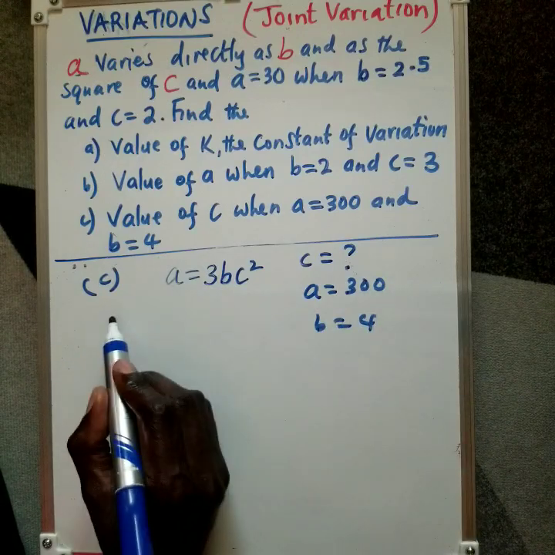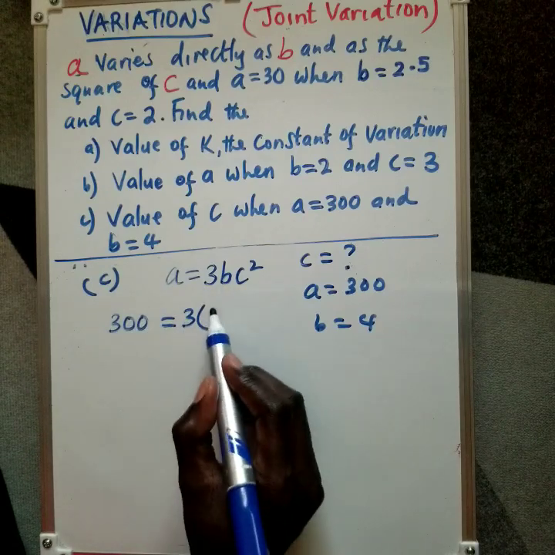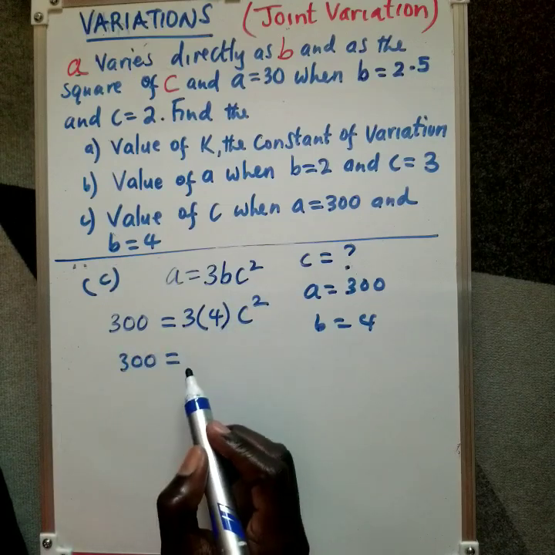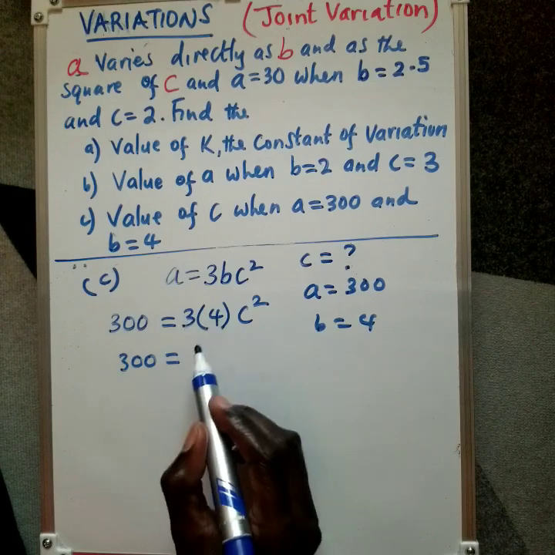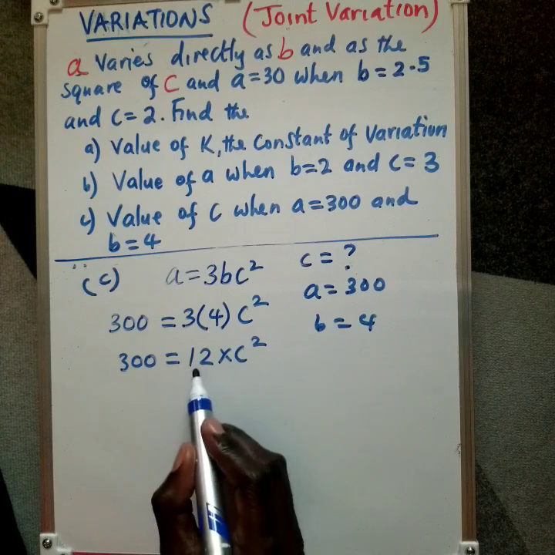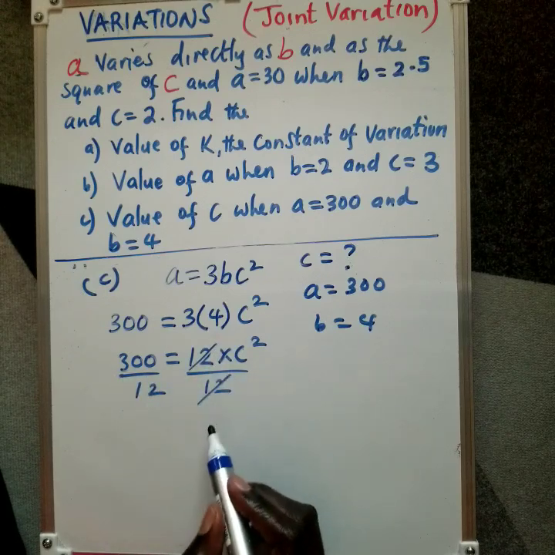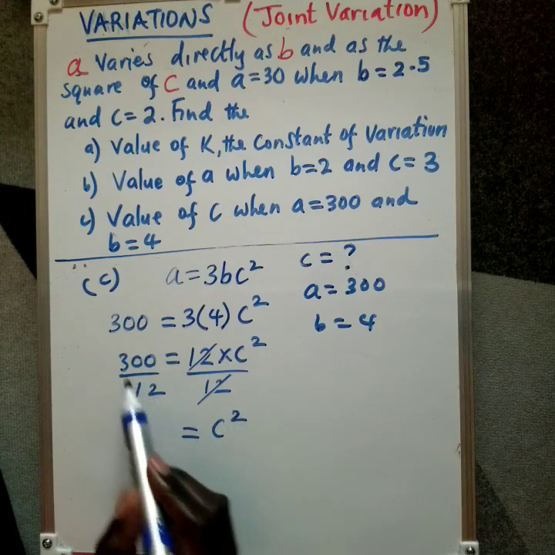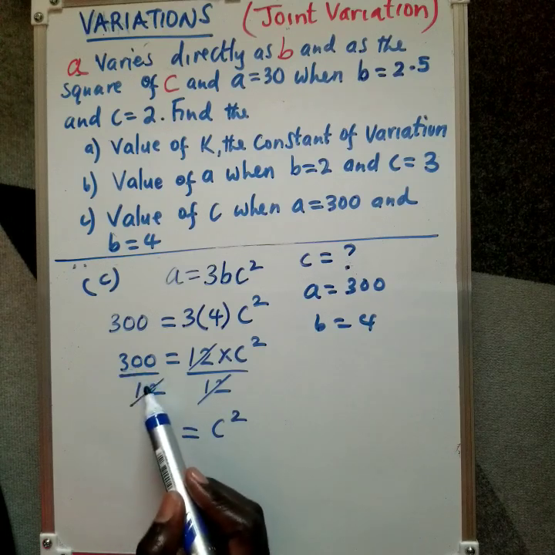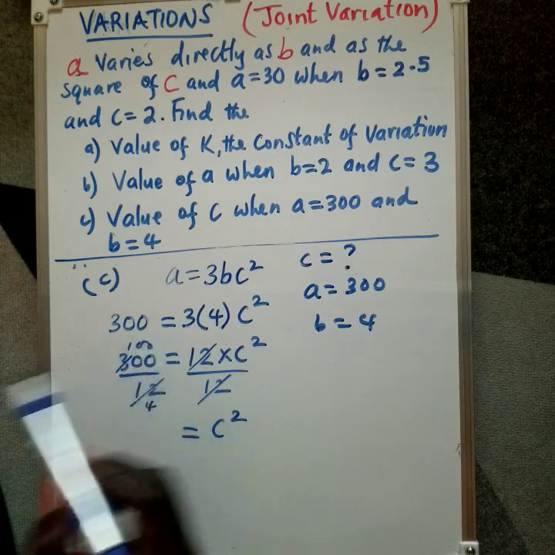What is my A? It is 300, which is equal to 3 multiplied by B, which is 4, and C squared. So it will be 300 is equal to, if you notice, 3 times 4, that is 12 multiplied by C squared. You can right away try to divide by 12. What you do this side, do it the other side. This and that will cancel, remain with C squared is equal to. Now remember, you can actually simplify that because 12, 3 can go there, 3 there is 4, 3 into 300, that will give you 100.